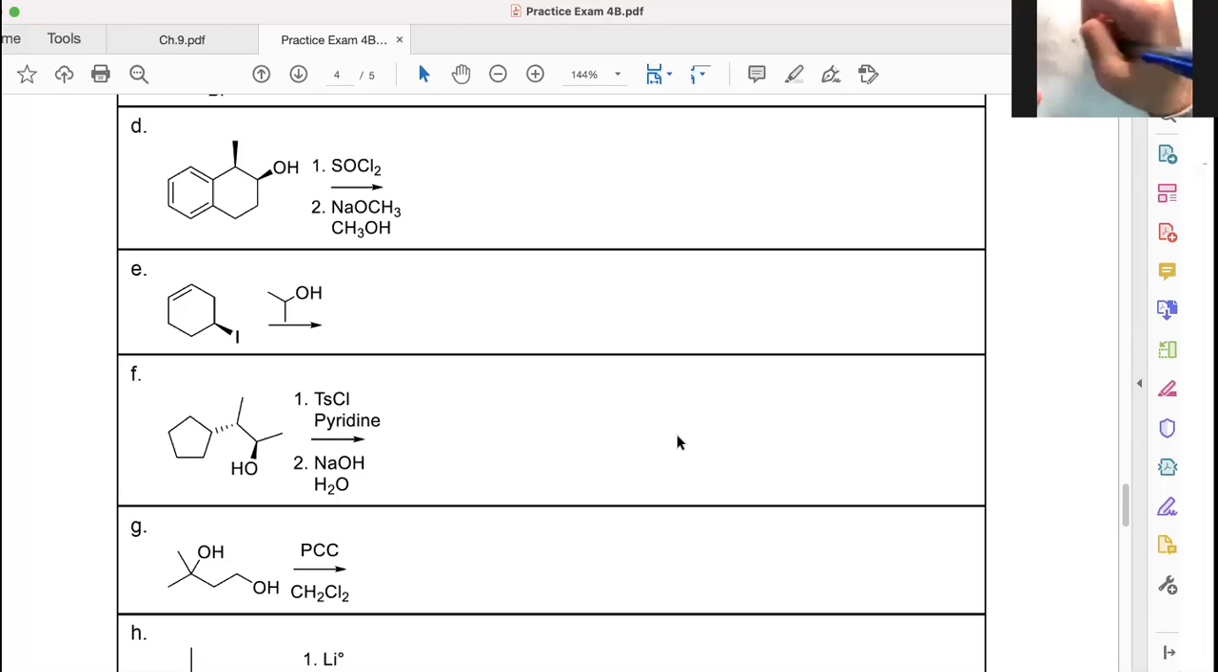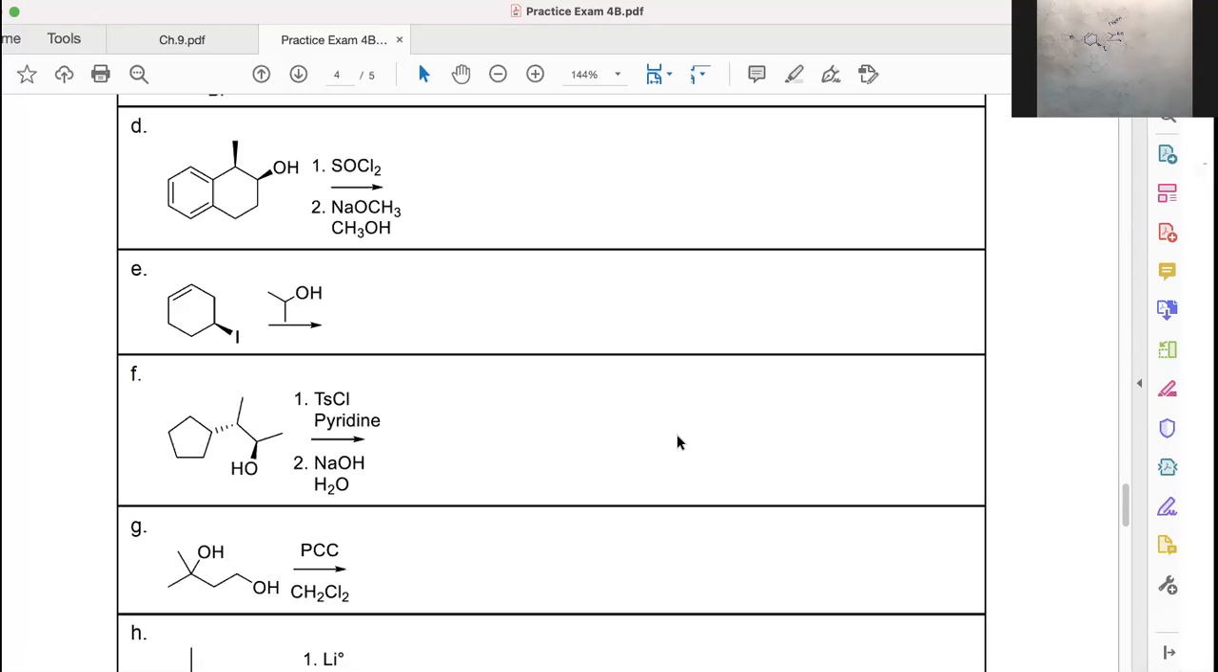Let's move on to E. So we have this iodine, okay? And then we have this, and if your head is going like, what the hell is this? This is basically just an alcohol. This is essentially saying, you can think of it as methanol. So if that helps you, this is really going to go through which pathway?